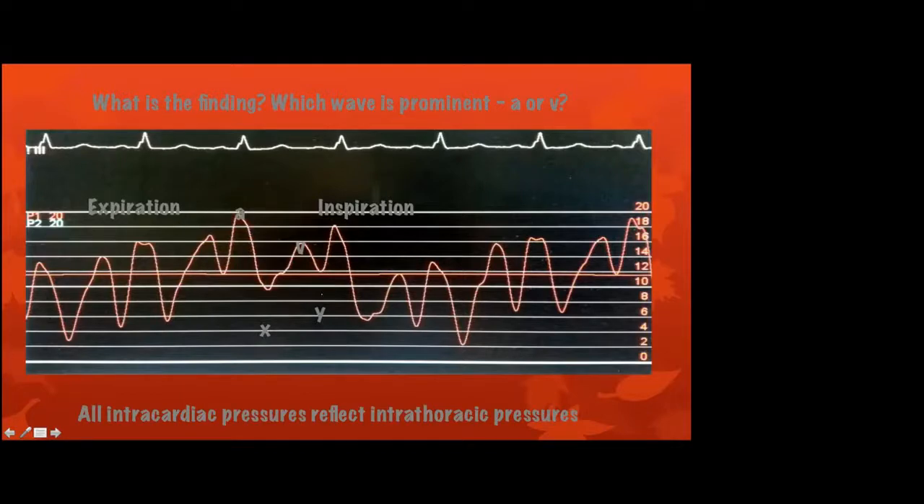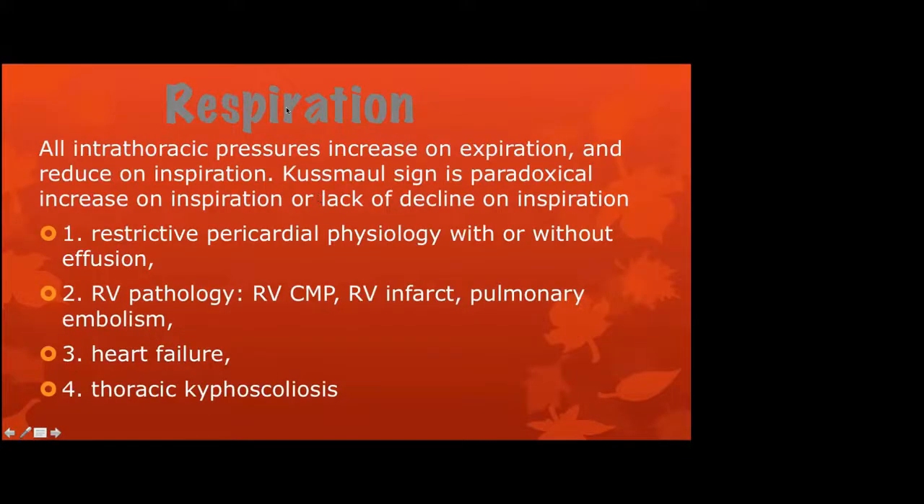Okay, if you carefully look and ask which wave is prominent, since there is variable inspiration and expiration, we need to look carefully to decide which is the taller wave, because in one particular beat we will not be able to see, as this is a dynamic phenomenon. All intracardiac pressures will reflect intrathoracic pressure. So every pressure will go down with inspiration and will rise with expiration. If this is lost, that is Kussmaul's sign.